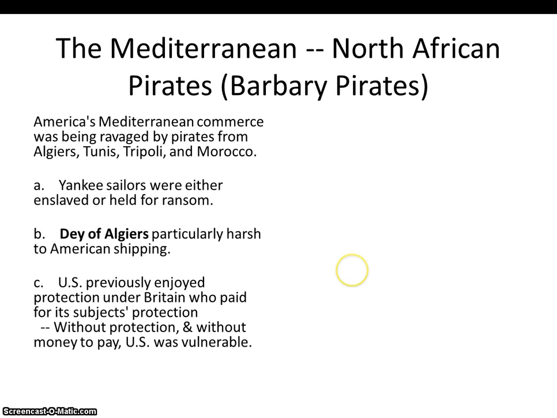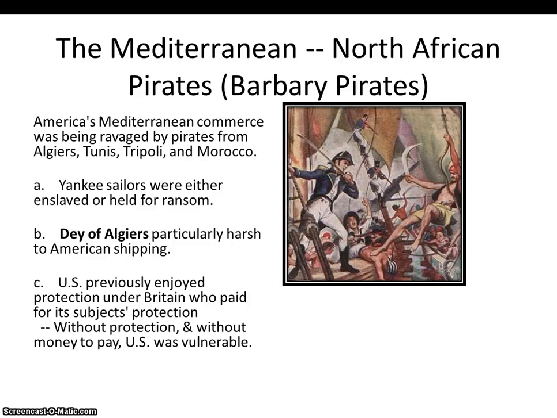Meanwhile, in the Mediterranean, as we're starting to explore new markets, we're having our first foreign policy crisis, which is the crisis with the Barbary pirates off the Mediterranean and African coast. Yankee sailors were being enslaved, held for ransom. You had one pirate who was particularly harsh to American shipping. They were boarding ships and capturing them. Formally, the U.S. enjoyed British protection, but now we weren't getting that protection, and so our Navy was very vulnerable to these Barbary pirates.